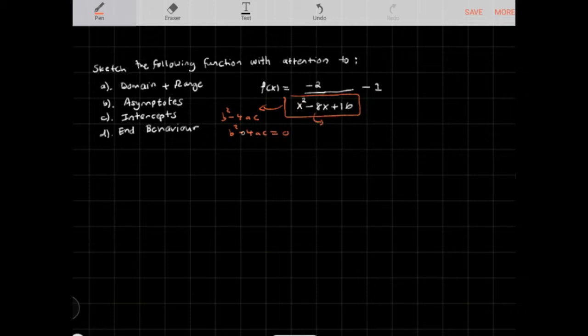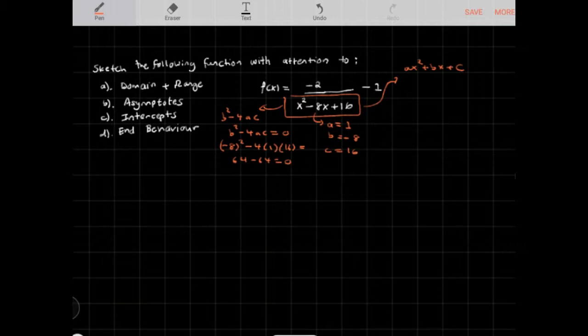So in order to test for this, I'm just going to write down my coefficient and my constant values. a here is 1, b here is -8, and c here is 16. I'm getting these values because I'm looking at the standard form of a quadratic, ax squared plus bx plus c. If I plug this in, you get -8 squared minus 4 times 1 times 16, which is 64 minus 64, which is 0. Because this is equal to 0, this implies that we have a perfect square trinomial.